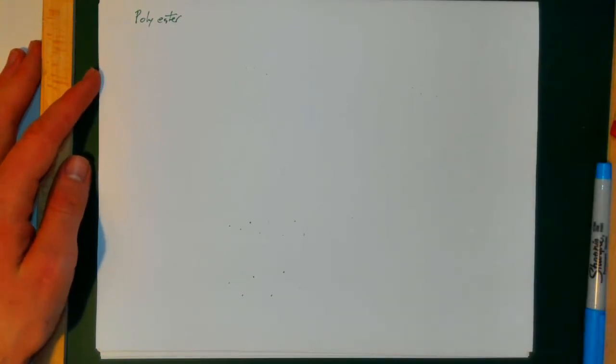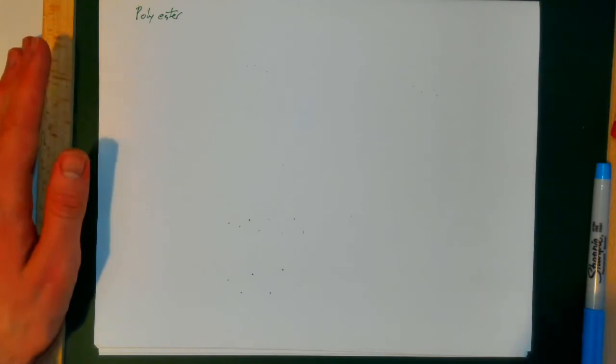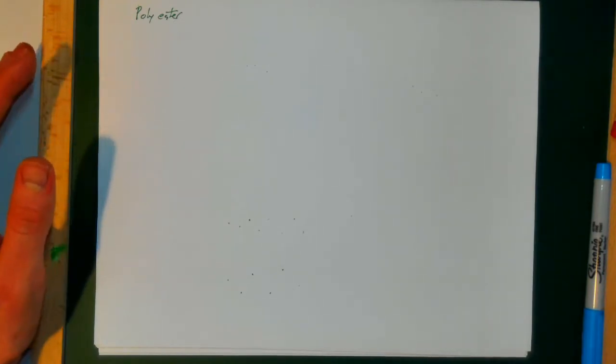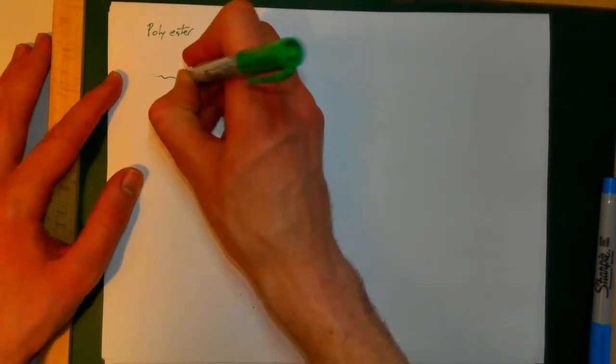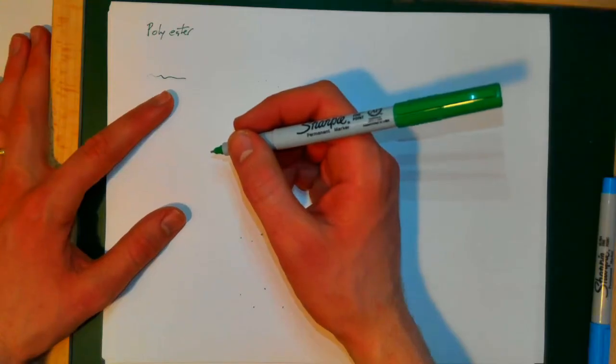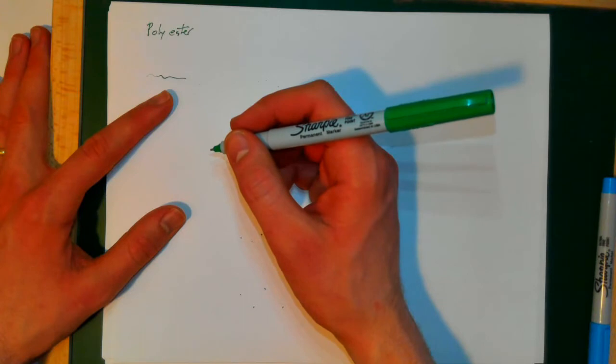The ester bond is a reaction between two groups, and it looks like this. So we have some growing chain, and on one side of the growing chain, we have a carboxylic acid group.